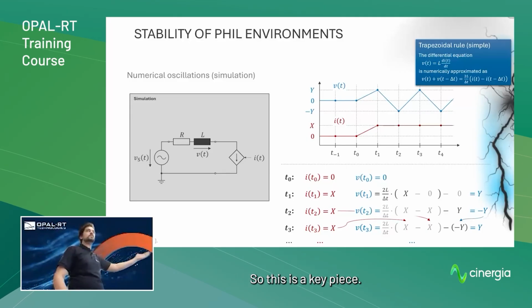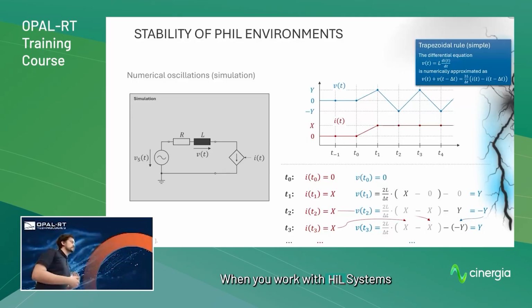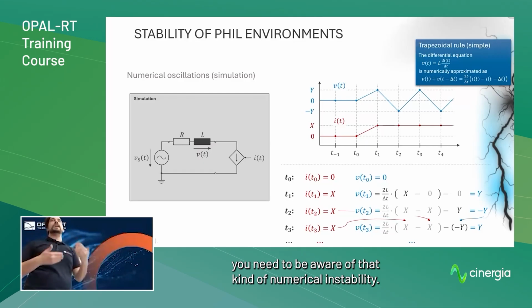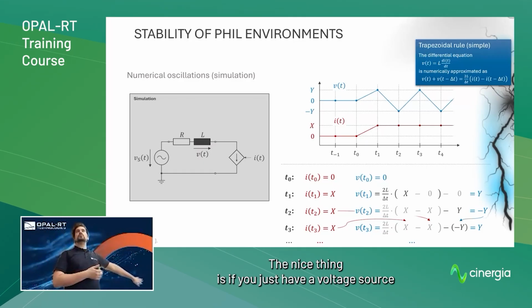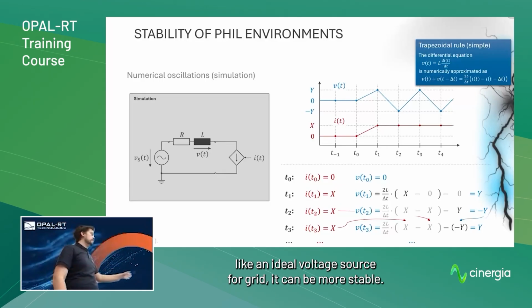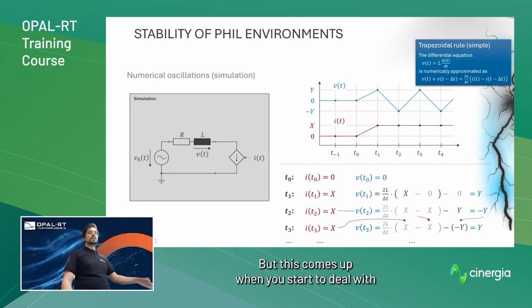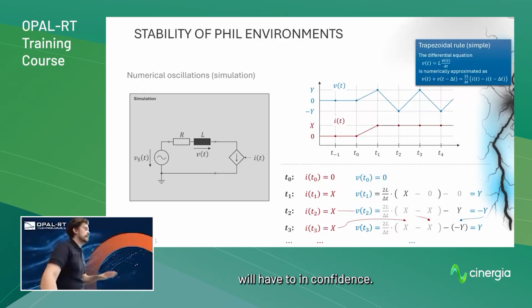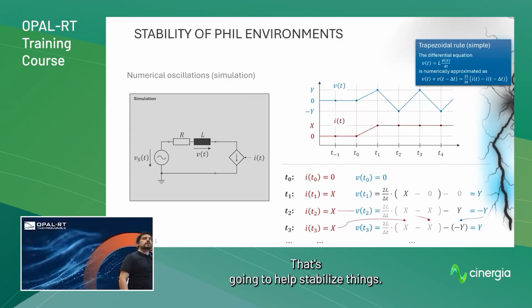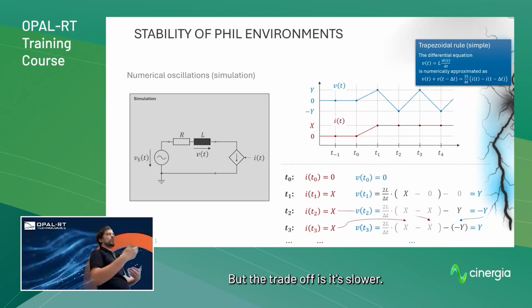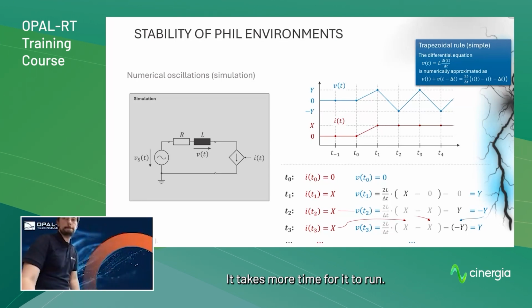So this is a key piece when you work with PHiL systems. You need to be aware of that kind of numerical instability. The nice thing is, if you just have a voltage source, like an ideal voltage source or a grid, it can be more stable. But this comes up when you start to deal with PHiL. You can also, for instance, increase the order of the ODE solver. That's going to help stabilize things, but the trade-off is it's slower. It takes more time for it to run.